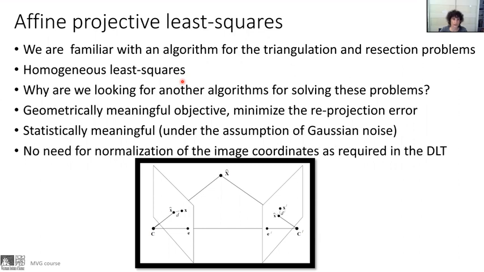Another issue is that in contrast to the DLT, here we do not need to normalize the image coordinates. And the reason is that actually we are in the geometric space and in the metric space, such that we do not need to normalize the image coordinates like what we had to do in the algebraic solver. In the geometric solver, we do not need to do it. It's a delicate issue, but following the paper, it seems convincing. Okay, and moreover, as you see next, we are going to find the global minimum to the problem.